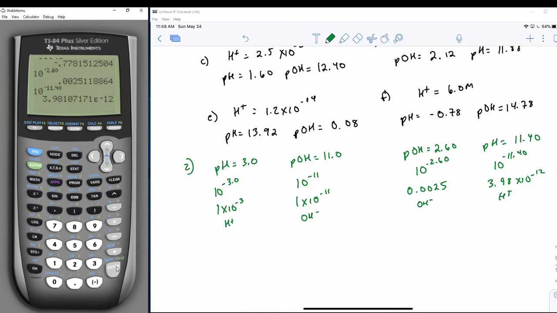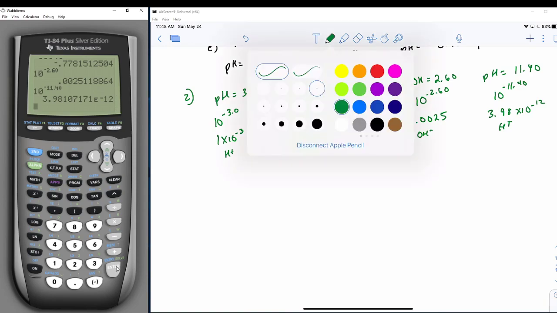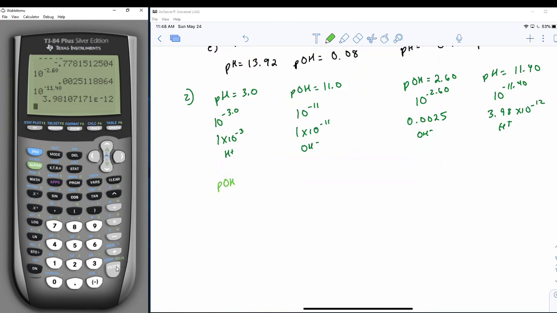Really important to keep track of what you're talking about, OH versus H plus. That's where students make the most mistakes with this, because they forget that if you have pOH, then you solve for OH. If you have pH, you solve for H. That's the most common mistake that students make. So notice that I'm very deliberate about writing out each of these things.